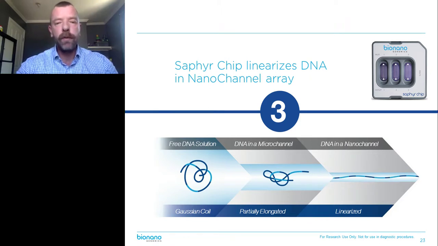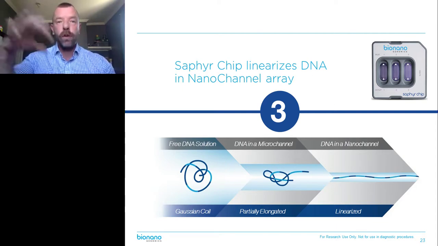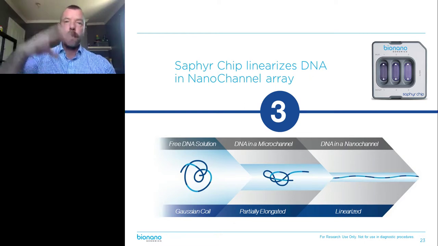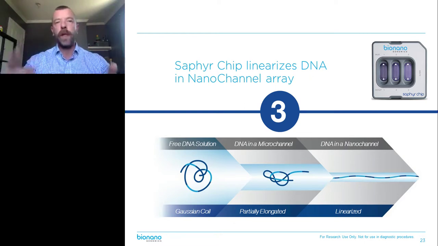We use electrophoresis to pull the DNA into nanochannels. And these nanochannels are so narrow that a single molecule that's in that channel is uniformly stretched. And because of that uniform stretch, because it cannot coil up, we get all the information that we need just by taking a picture. And that picture tells us the distance between these labels, and we can convert that into base pairs.